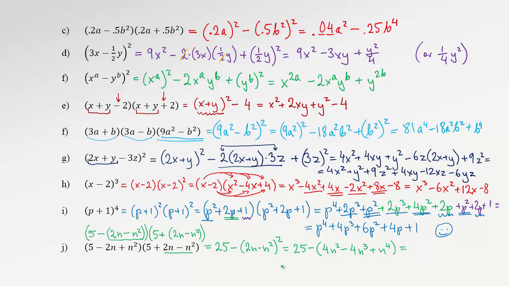Fantastic. The last thing to do is to release this bracket and rewrite everything in opposite signs. So 25 minus 4n squared plus 4n cubed and minus n to the 4. Final answer.